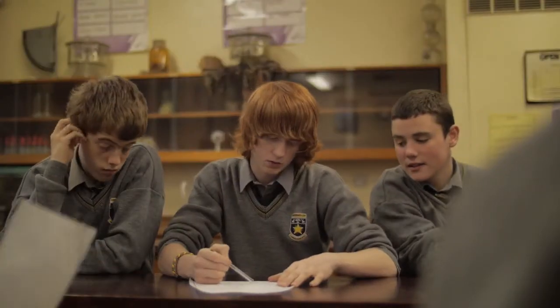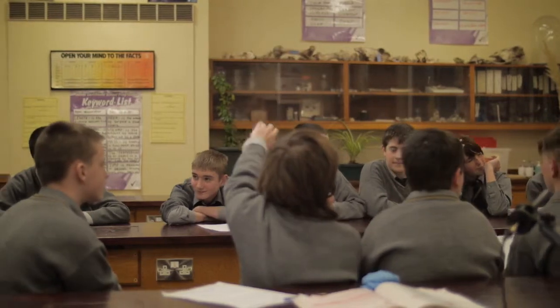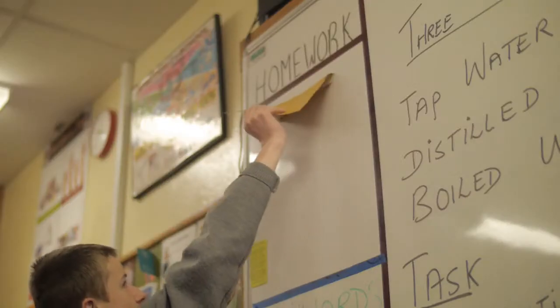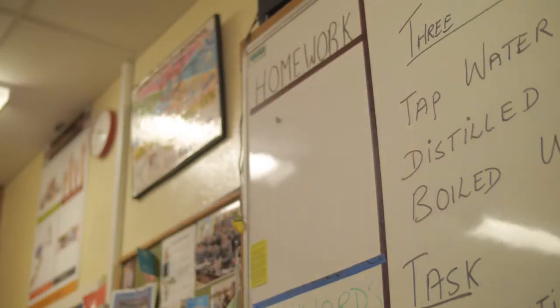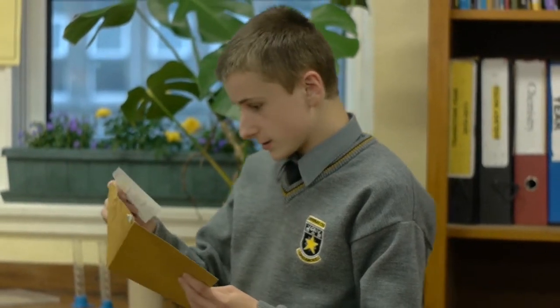So A is boiled, B is tap, and C is the hard water. Would you go up and get the golden envelope and reveal to the class the correct identity? Right? Sample A was boiled water, sample B was distilled water, and sample C was tap water.